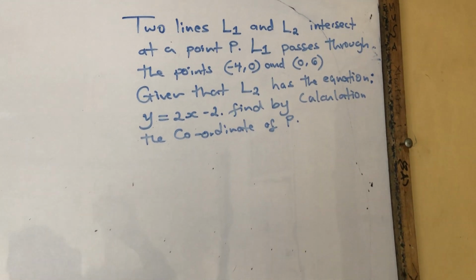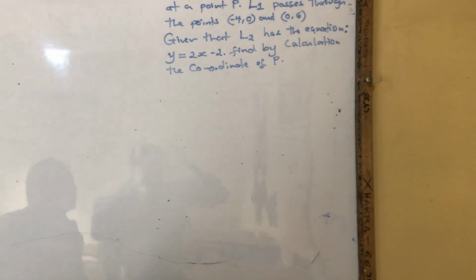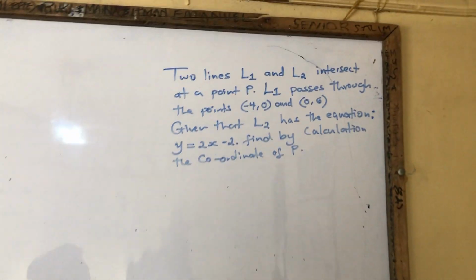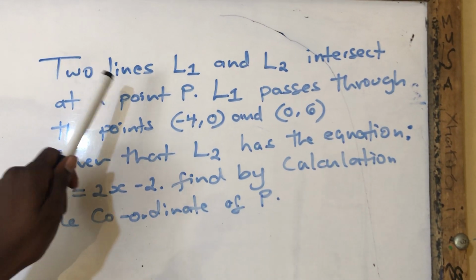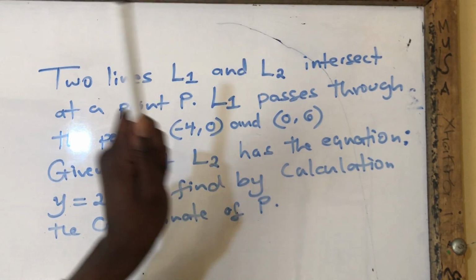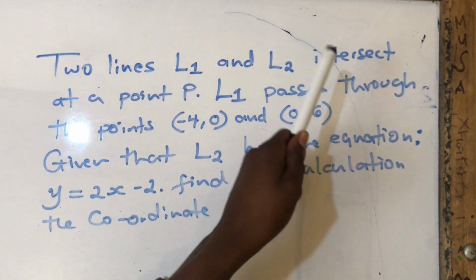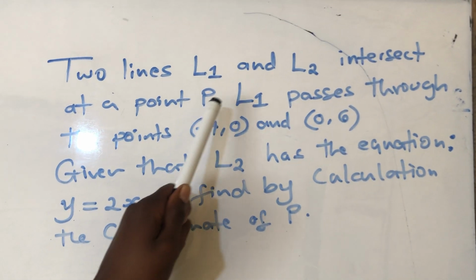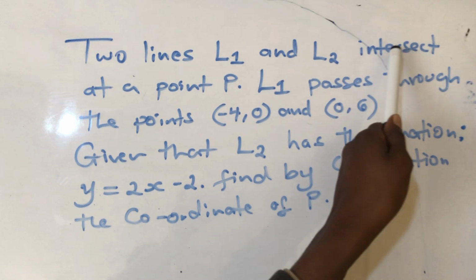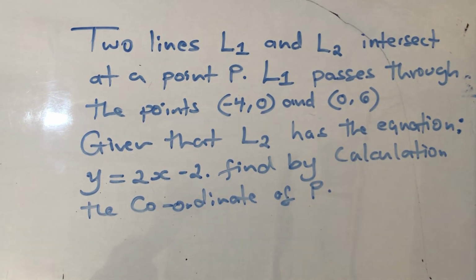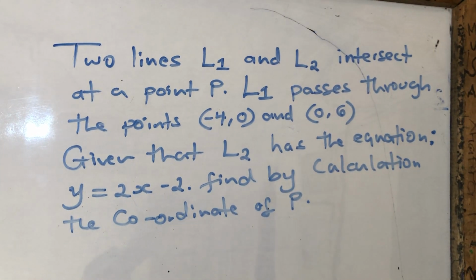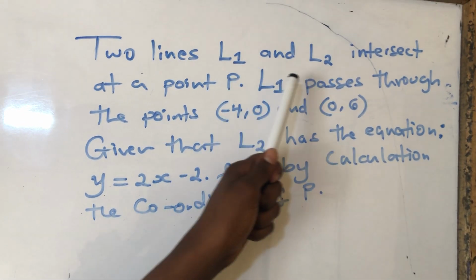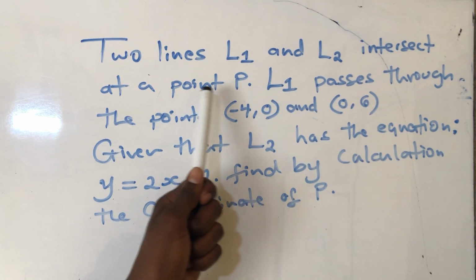I want us to read the question together for purposes of better understanding. What is the question telling us? Two lines L1 and L2 intersect at a point P. We have already said a point of intersection is a point where two lines meet. So two lines L1 and L2 intersect at a point P.